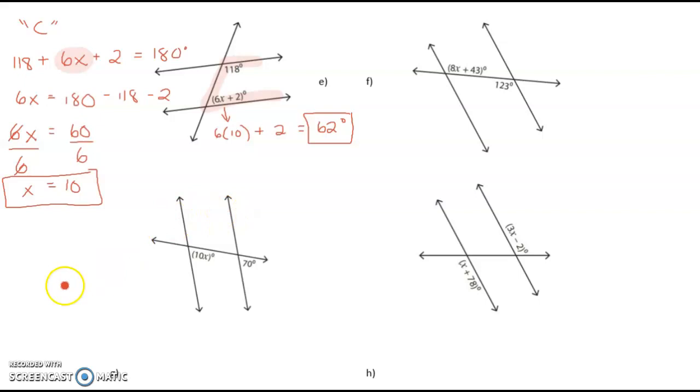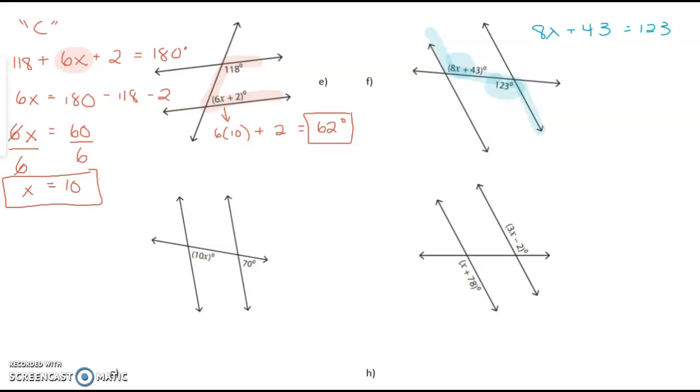Next one, F. I'll use a different color just because it might be getting close. So here, down, and over. You guys see that Z pattern? So that means that these two are equal. So let's fill it in. We have 8x plus 43 equals 123.